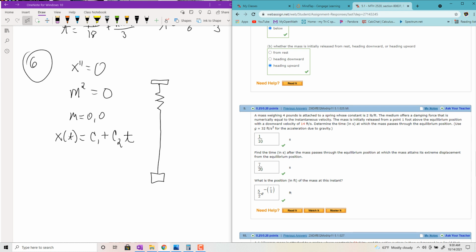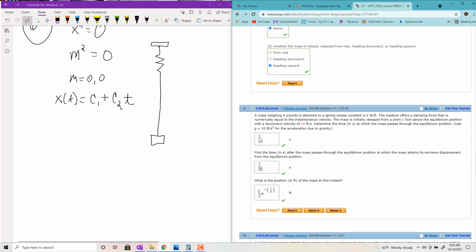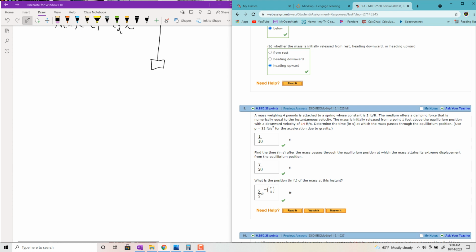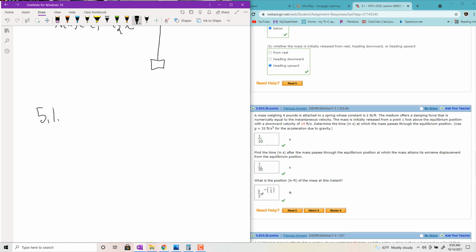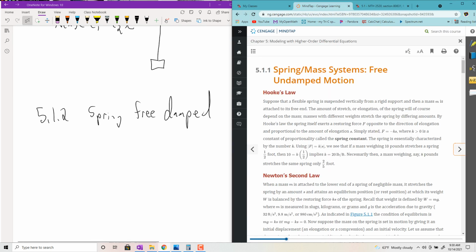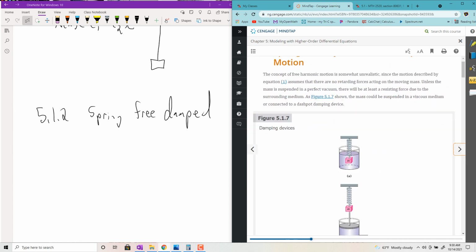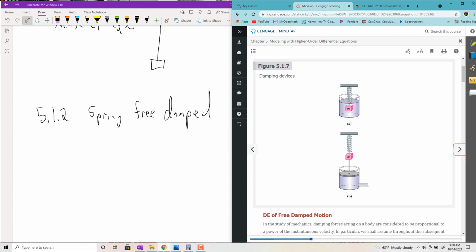So yeah, damped motion is the second kind of motion we want to look at. It's still free motion. In other words, there's not like a motor attached to the thing and it's going back and forth like a piston or something. But 5.1.2 is going to be a spring with free damped motion. Okay, so again, the picture that you're thinking of here is the spring is inside some sort of fluid like glue or maybe even, I don't know, Vaseline or whatever, you know.